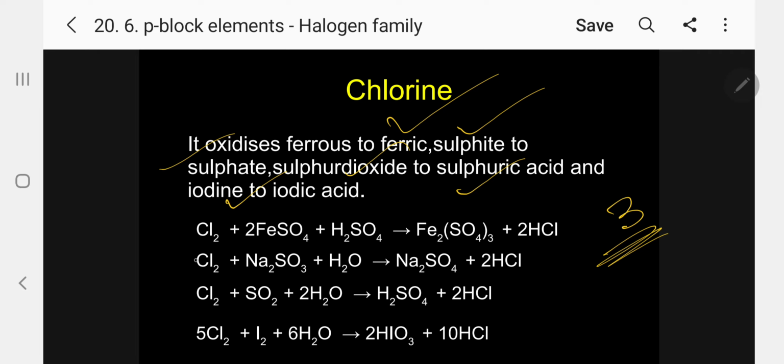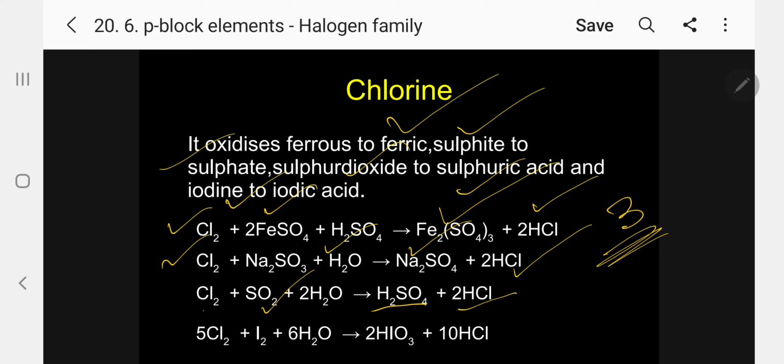So, because of high electronegativity, chlorine oxidizes ferrous sulfate in presence of acid medium sulfuric acid to give ferric sulfate. Please follow. And HCl is formed. The second example, chlorine oxidizes sodium sulfite in presence of water, converted into sodium sulfate, and HCl is produced. Same way, in presence of sulfur dioxide and water, chlorine oxidizes to sulfuric acid and HCl.